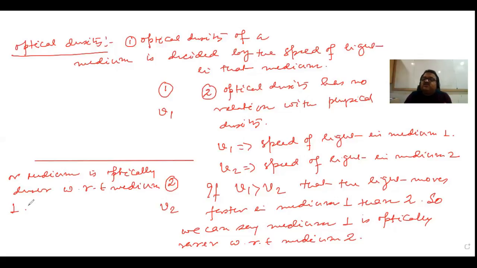Means if light moves faster in medium 1 than medium 2, we'll say medium 1 is optically rarer, which we generally call rarer medium, and medium 2 is called denser medium. Correct? So this is the idea of optical density, and what is the meaning of rarer medium and denser medium. Correct? It is completely decided by the speed of light in that medium. Correct? Now, a very, very important thing, which is what you call relative refractive index. Correct? What do you mean by relative refractive index?